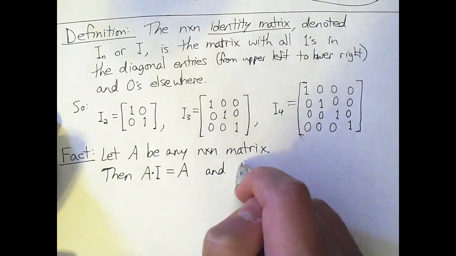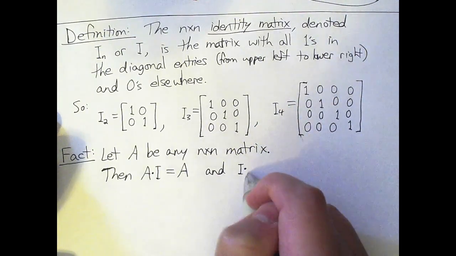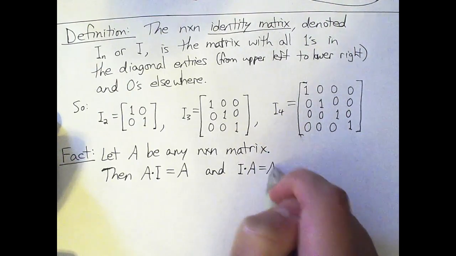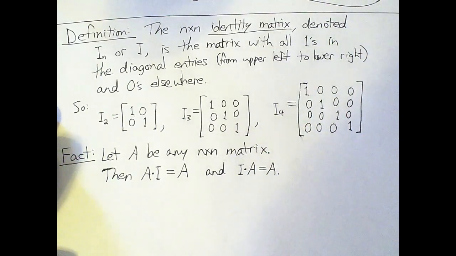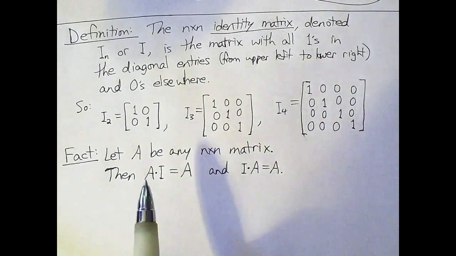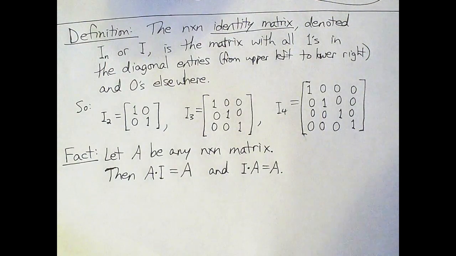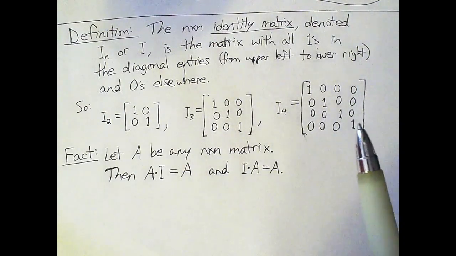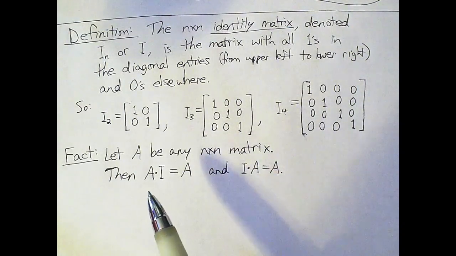And if you do I times A, you also get A. All right, so I would say as an analogy, it's a little bit like when you're multiplying real numbers and you multiply a number by 1. Like if I do 5 times 1, I get 5. If I do 1 times 5, I get 5. So the identity matrix kind of serves that role, but for matrices.